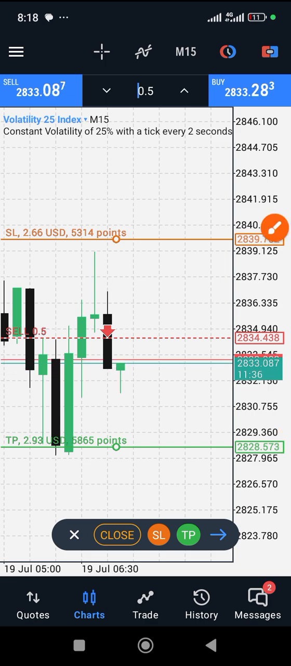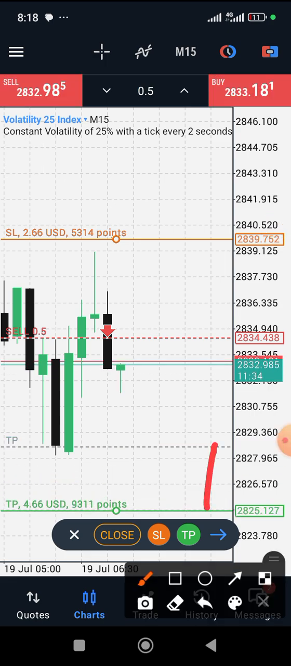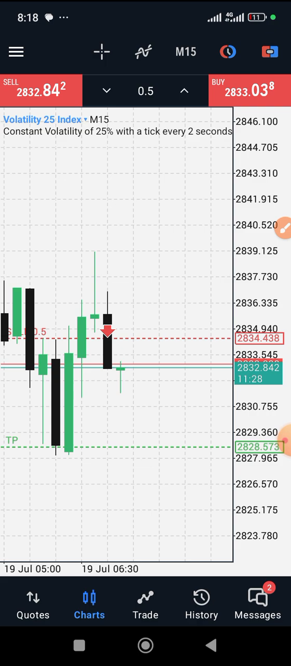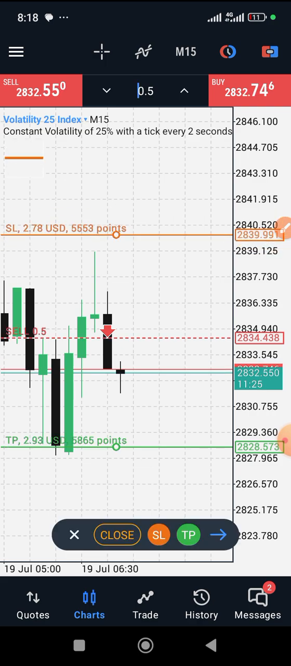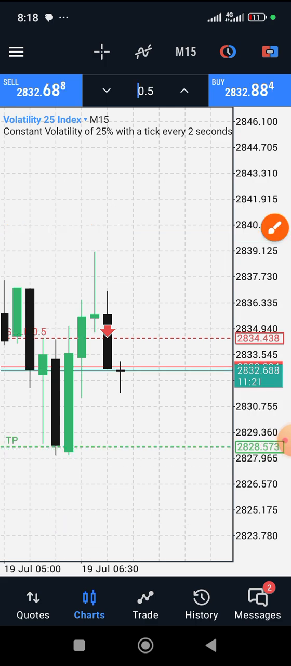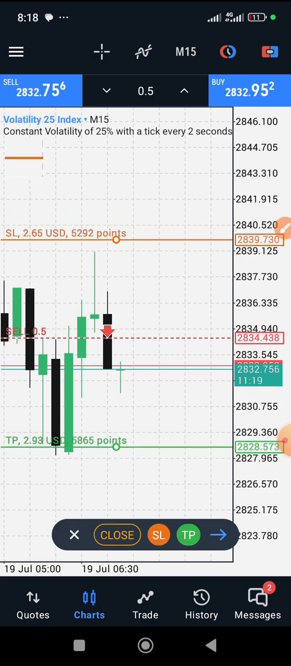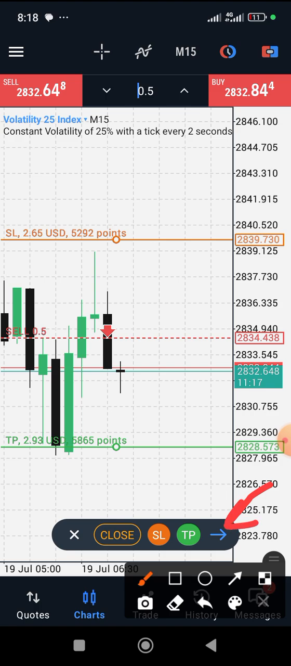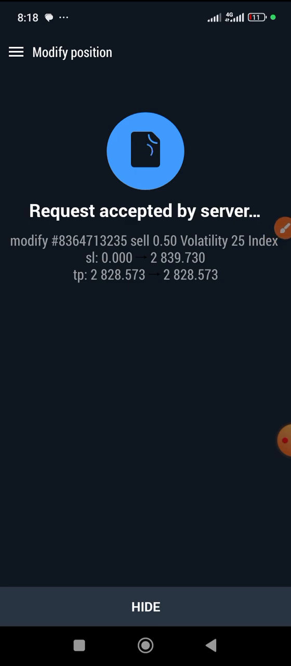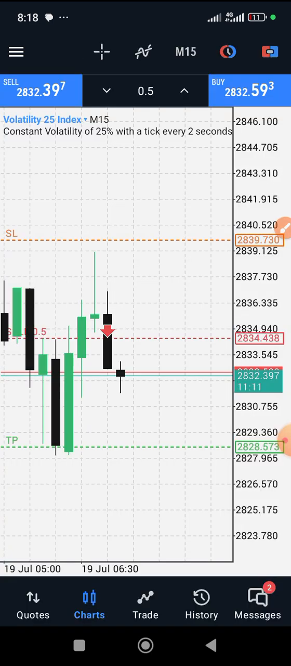Then click on this, then click on the arrow. This arrow here, this blue arrow right here. Then click on modify. You can click on add, no problem. All right, so this is it.